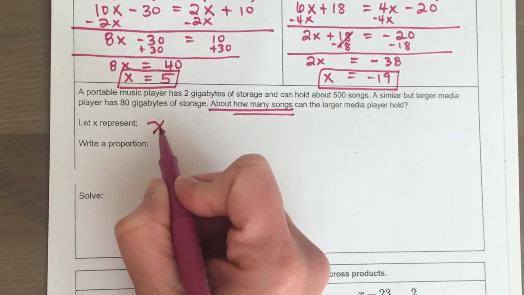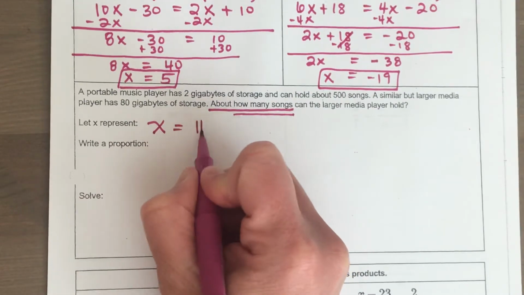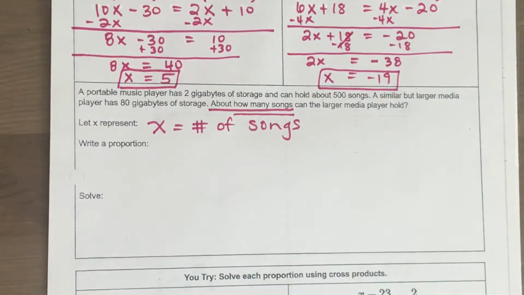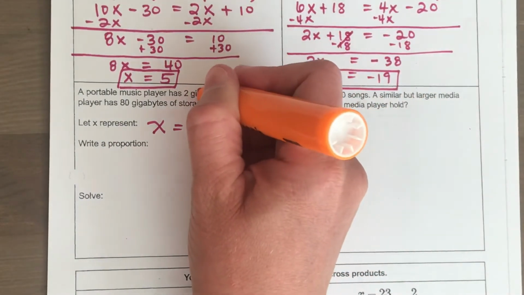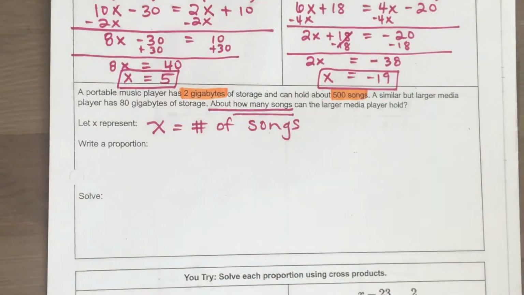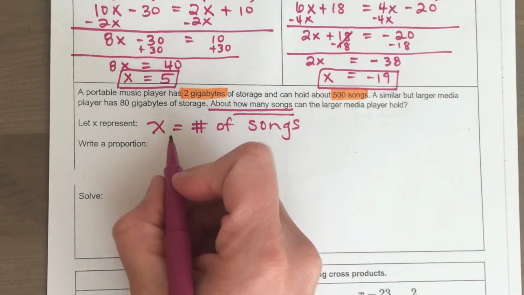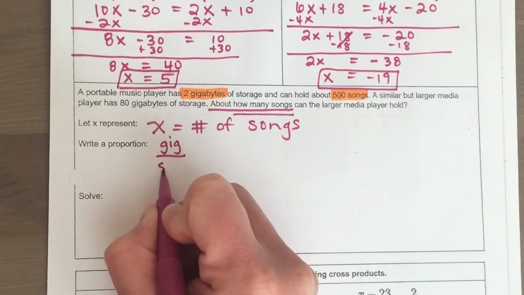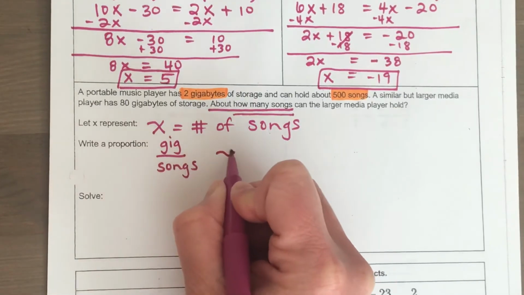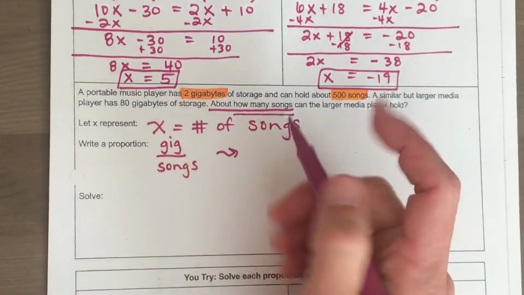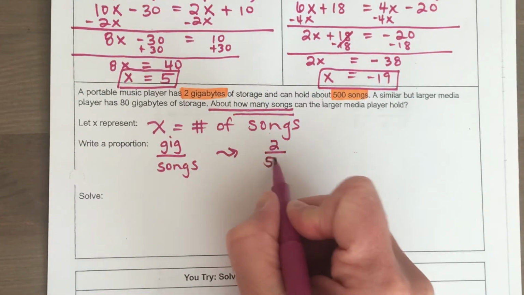I'm going to let my variable x represent the number of songs, since that's what we're asked to solve for. Now in the reading it says that a 2 gigabyte storage can hold roughly 500 songs. So we want to set up a proportion to represent that. So I'm going to set up a proportion meaning gigabytes to songs. So watch. If I have gigabytes on the top and songs on the bottom, that would be 2 over 500.